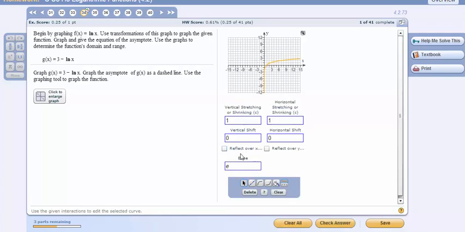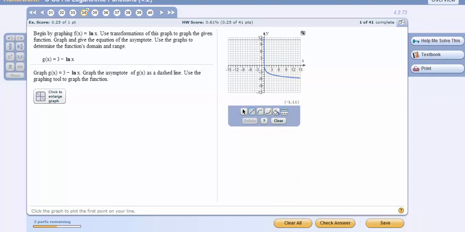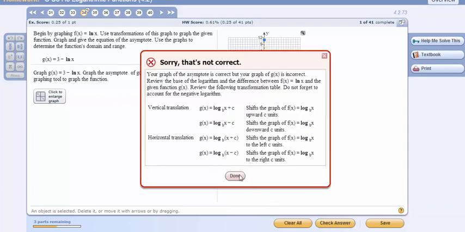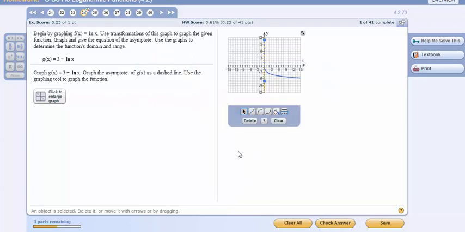As soon as you click on the graph, it gives you these options to adjust the graph. Well, in this particular case, we have a vertical shift up 3 units, and then the negative sign means I'll reflect over the x-axis. Okay, now next, if you read through the directions, it says use the graphing tool to graph the function, graph the asymptote as well as a dashed line. So let's grab the line now. The asymptote is going to run right along this y-axis, and we want to make it dashed. So let's check our answer there. Whoops, I got something wrong, so let's have a look.